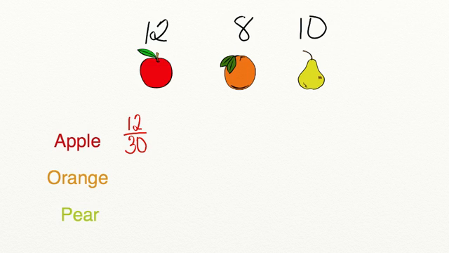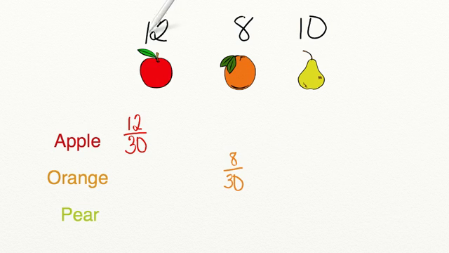Let's go ahead and look at the likelihood of choosing an orange. Again, we already know that we have 30 pieces of fruit in all, so we're going to go ahead and write 30 as our denominator. But now we need to look at how many oranges we have. There are 8 oranges in all. So the likelihood of choosing an orange in this bag of fruit would be 8 out of 30.